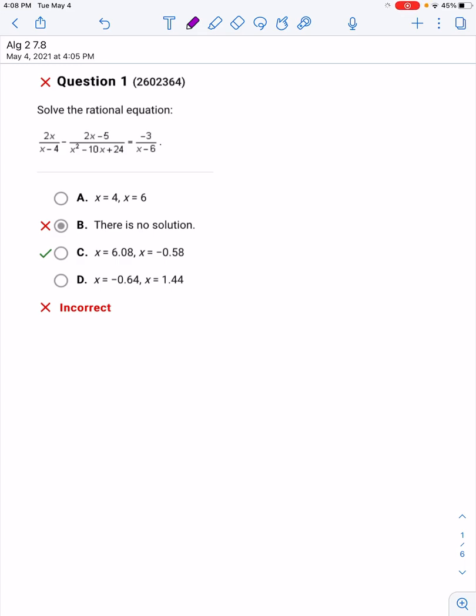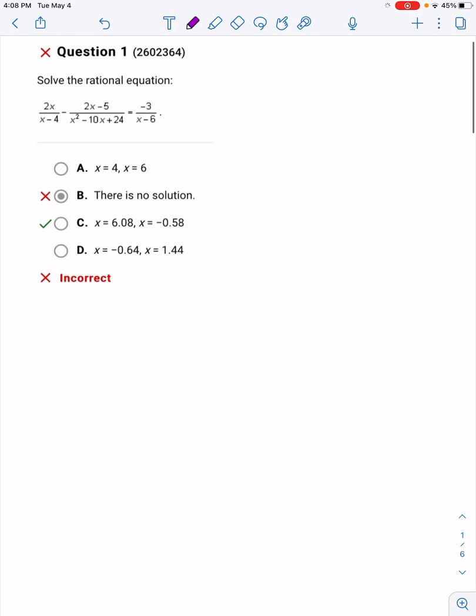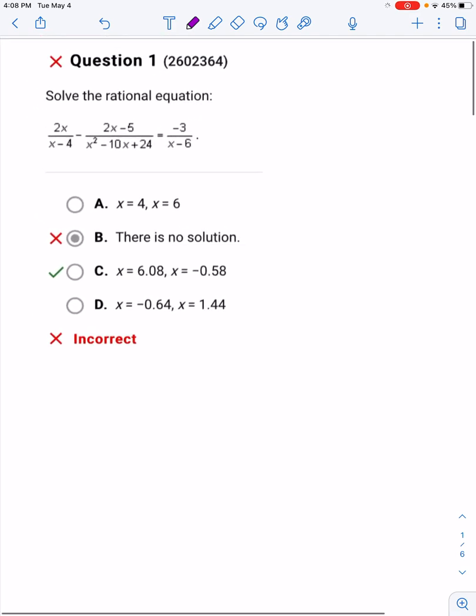This is for Algebra 2 in Apex, section 7.8. Okay, so I've taken a variety of questions from the quiz that will go over the entire lesson, okay? So the first one says solve the rational equation, and then it gives you this equation.